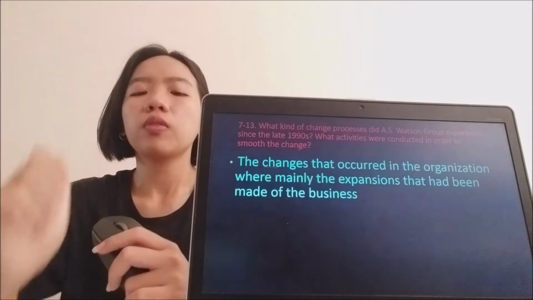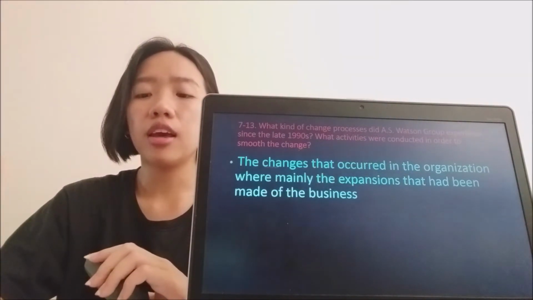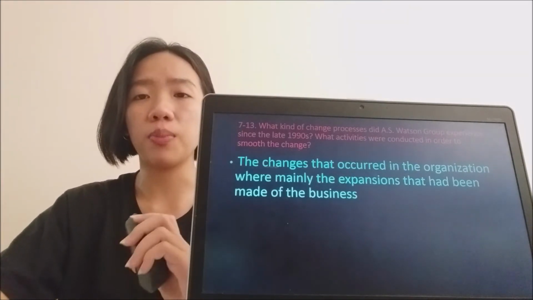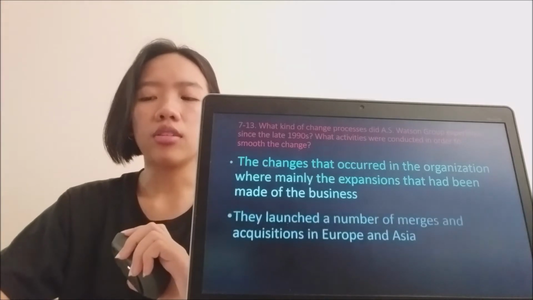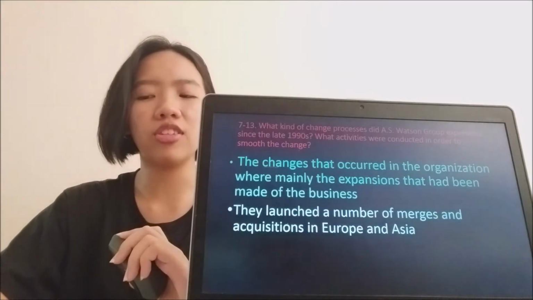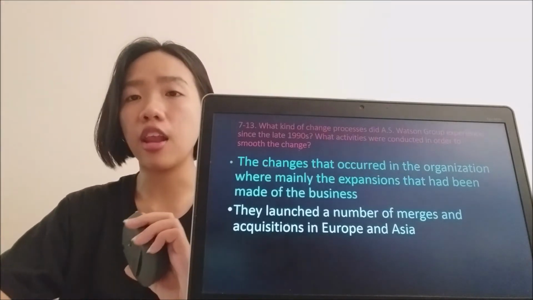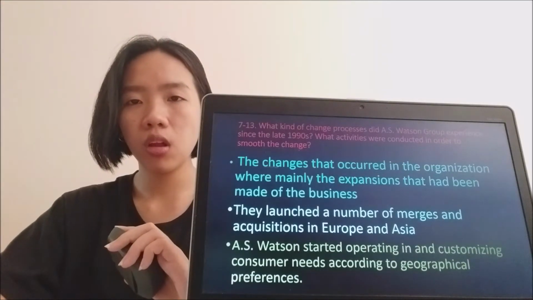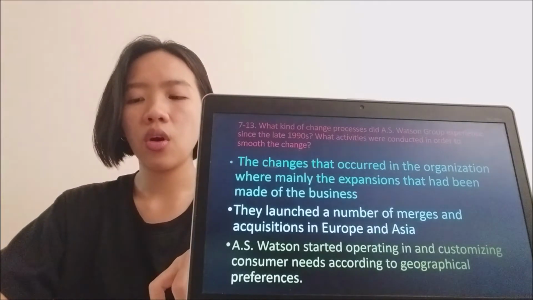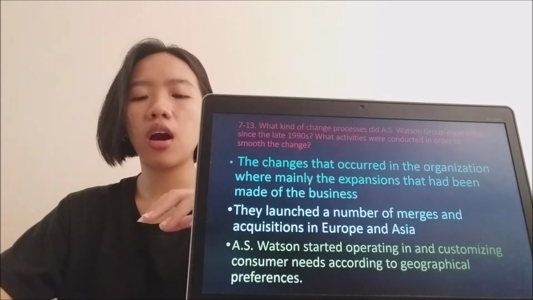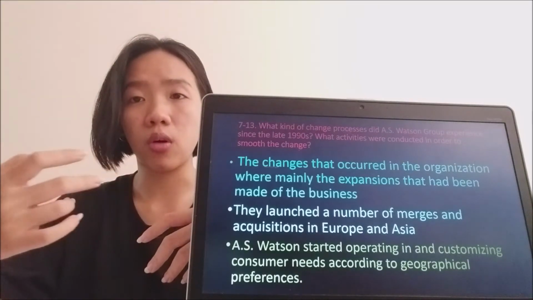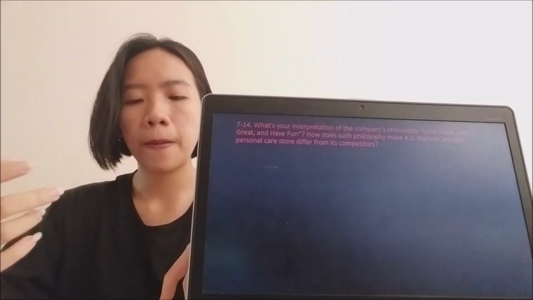And the change in the 1990s occurred mainly because of the business expansion. For example, they launched many mergers and acquisitions in Europe and Asia. And to smooth the change, Quotient tries to customize to the customer needs based on geographical preferences.